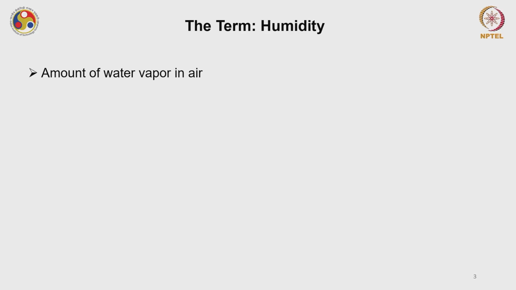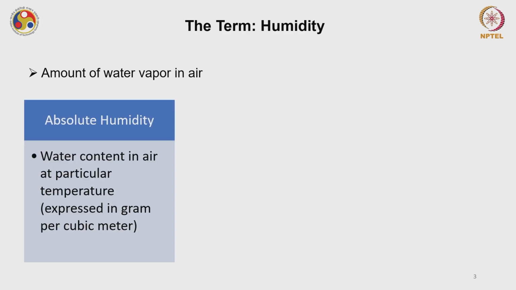Therefore, monitoring humidity at a precise level is very crucial. Before we understand the humidity sensor, let us understand the term humidity itself. The amount of water vapor in air can be understood in various ways. At least three ways we are going to discuss here.